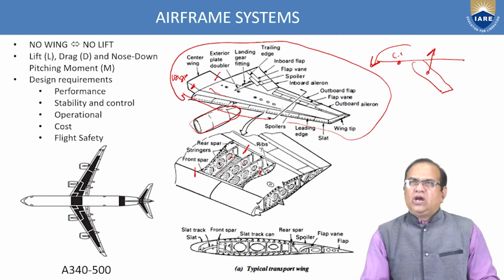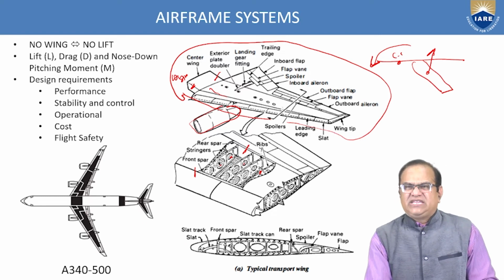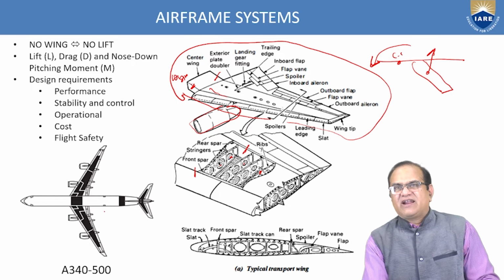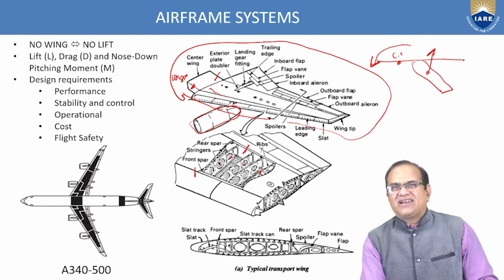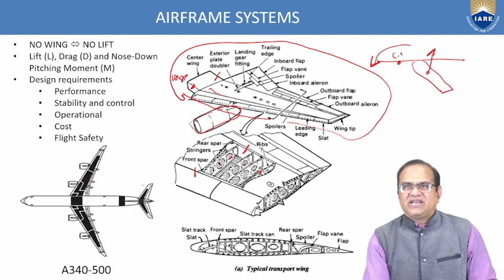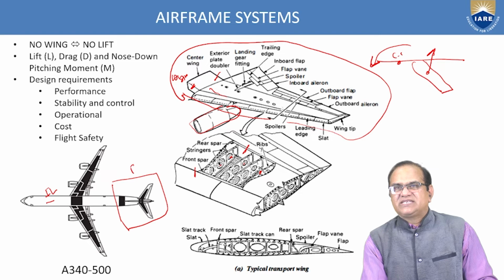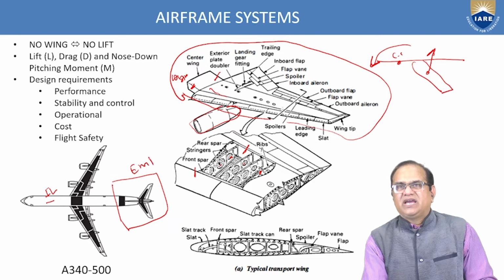That we can see here. If you see here, this is the aircraft A340-500, and here the black color is a wing. This is the fuselage. Here this is the empennage. This part is the empennage, and this is the fuselage. I am writing FL. This is the empennage, EMP, and these are the wings.